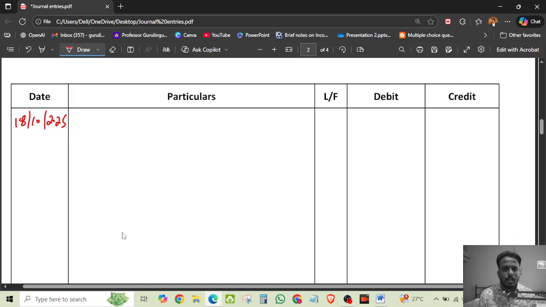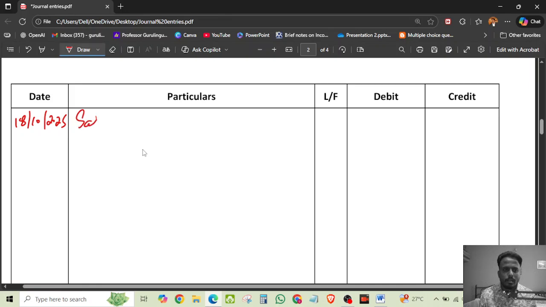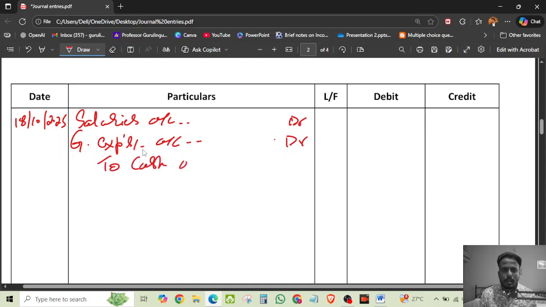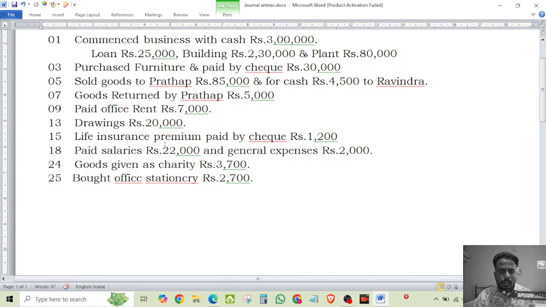18/10/2025. Here cash is going out of the business, so therefore cash should be credited. Salaries and general expenses should be debited. Salaries account debtor, general expenses account debtor to cash account, being the above expenses met, or paid, both are same. In accounting terms you will use the word met. We have to write the amount also.